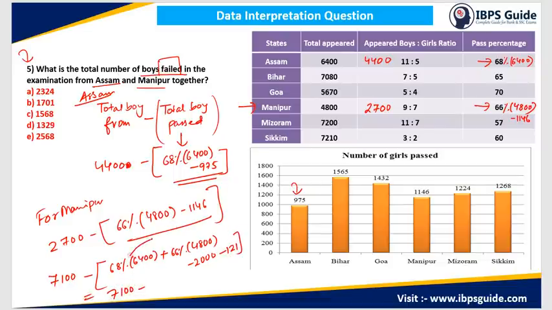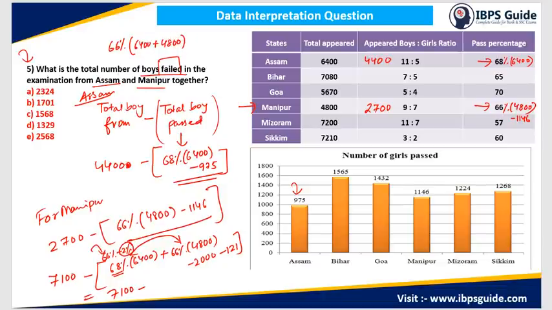Now we have to use our brain in order to simplify these two calculations. So how am I going to simplify these two? Now see, I can write this 68% as 66% plus 2%, right? Now this 66% is common in both, so I will take 66% common, and I will be left with 6400 and 4800 as common. So 6400 plus 4800 I have taken common, and I will be left with just 2%.